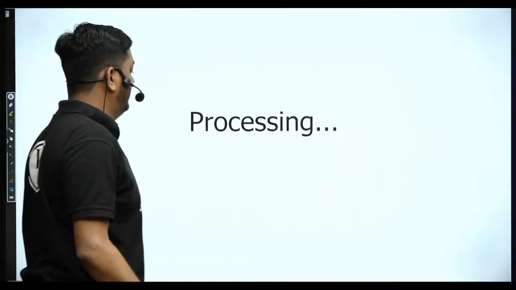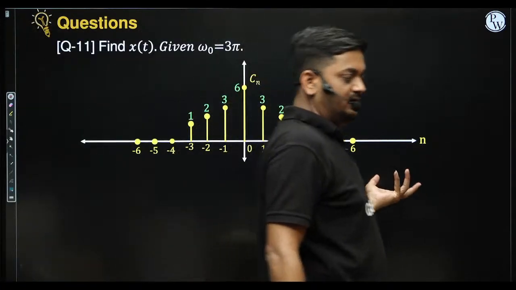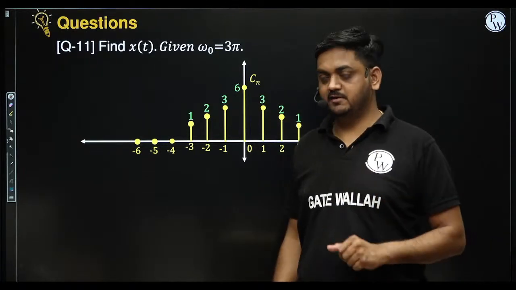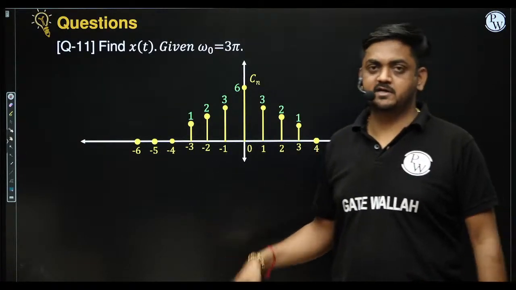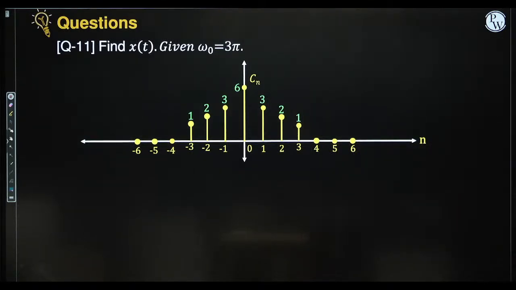Okay, now the next variety of question, guys. Now let us try this one. Directly write x of t from this Cn. Omega 0 is 3 pi: the fundamental frequency 3 pi is given, and Cn is given. Try yourself and tell me the final answer. Sinchan, I think you are watching my class. So please write the answer of this question.